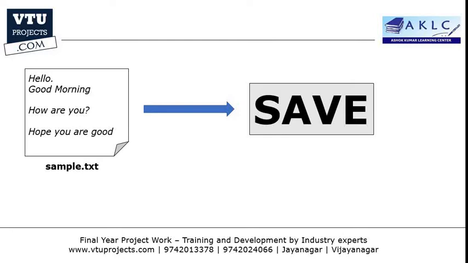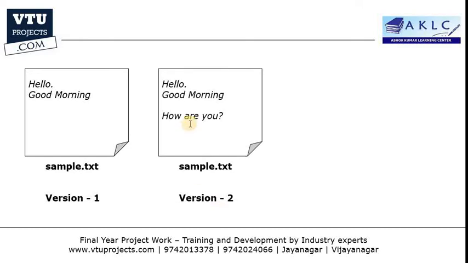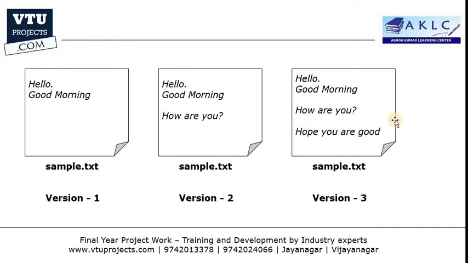In this case I can say the first version of this file sample.txt had this content, then the second version of the file had this content, and then the third version of the file had this content. Like that, a single file will have numerous versions. When we edit it, it will keep each and every version. So this is what we call a file version system.